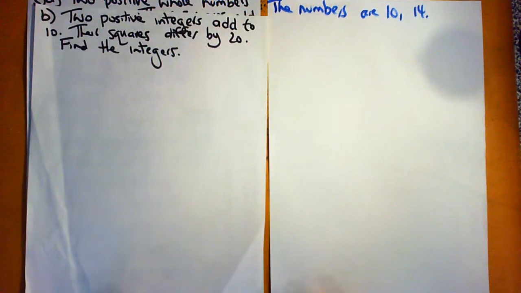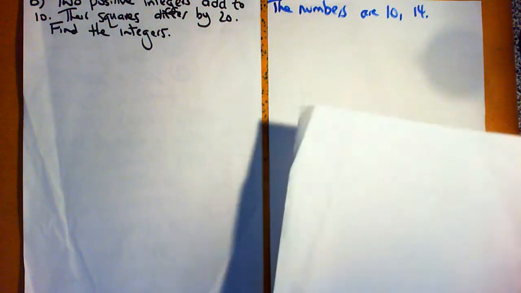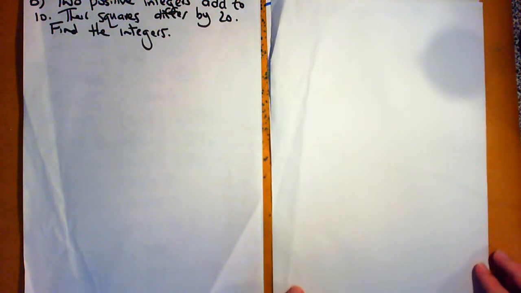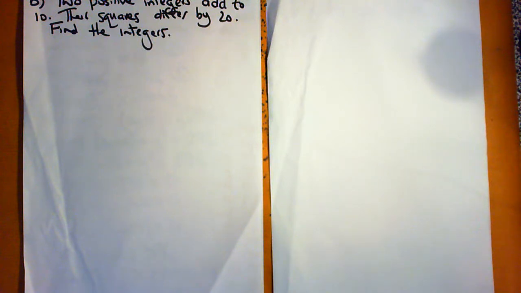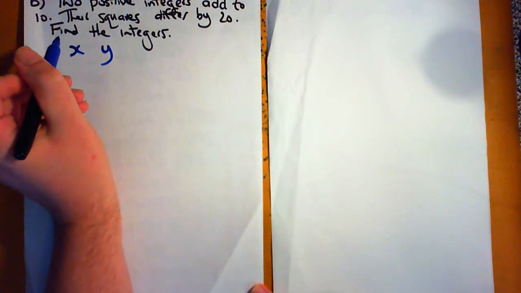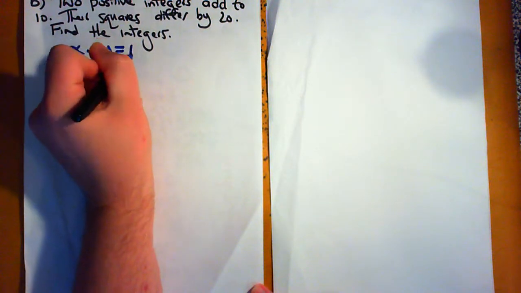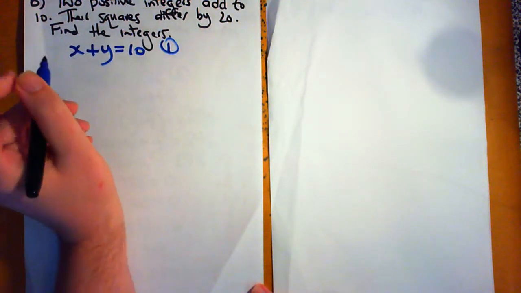Okay, on to B. So we have two positive integers, add to 10. Their squares differ by 20. Find the integers. So we need to work out what our two equations are, which means we need to do the translation. So two positive integers, again we'll call those x and y. These add up to 10, so when we add them, we get 10. So that's the first equation.